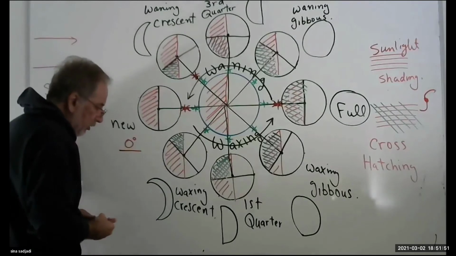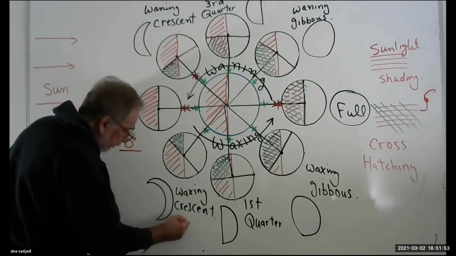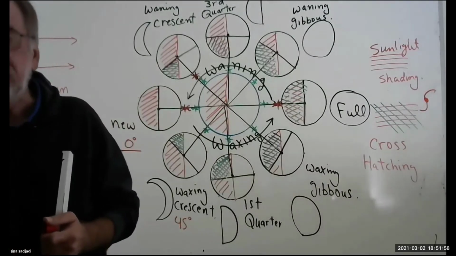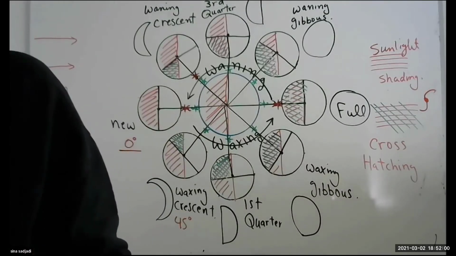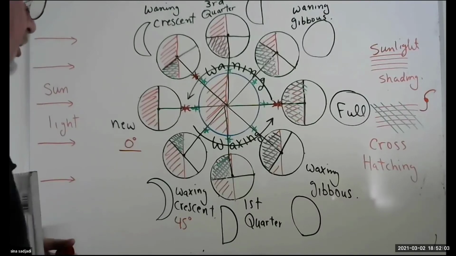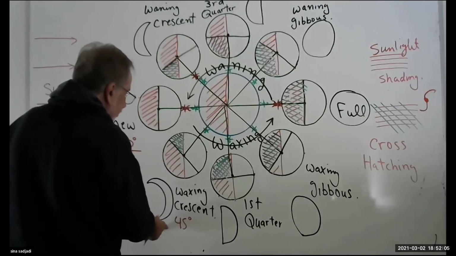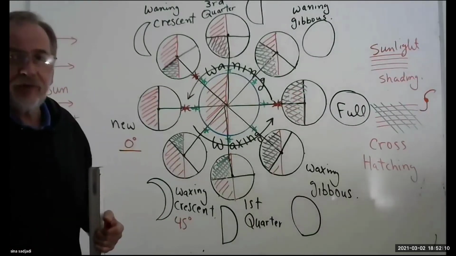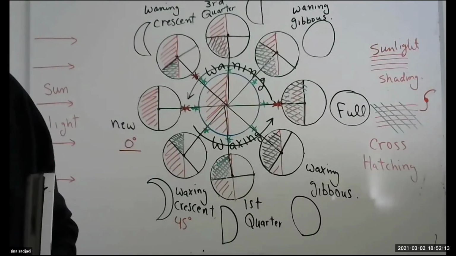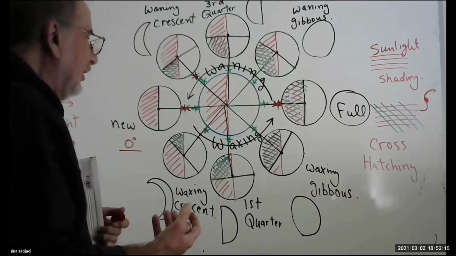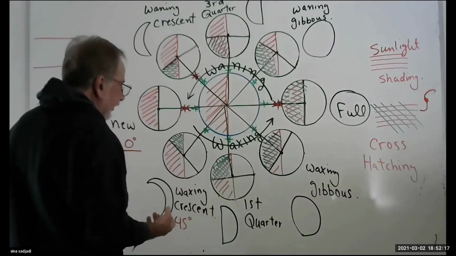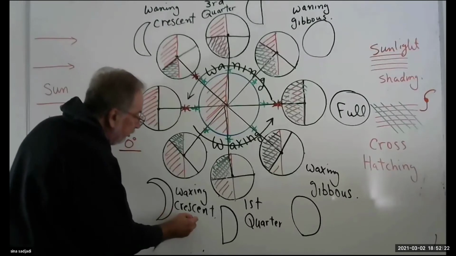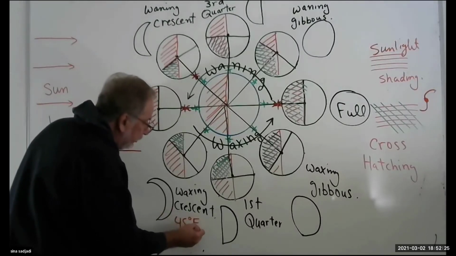Now, I don't know if you guys recall, we said that the waxing phases are east of the sun. So when the sun is setting, the waxing crescent is going to be pretty close to the sun. It's going to be about 45 degrees above the sun. This is the moon that you see at night, if you go out early at night, right after sunset. So this is 45 degrees east of the sun.